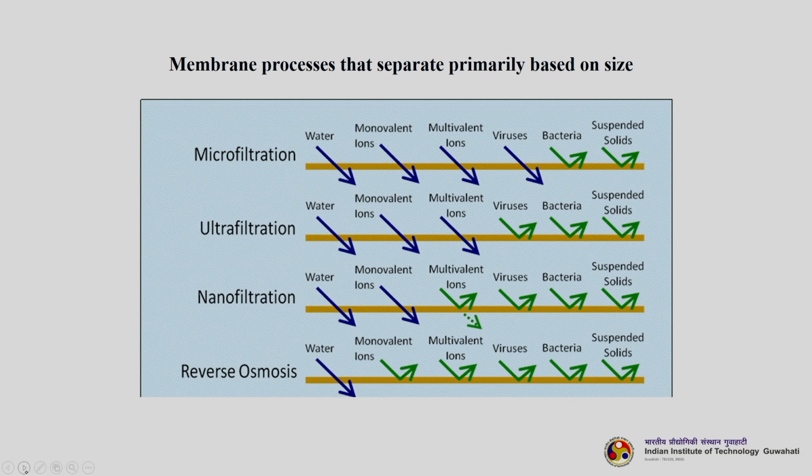You can see in microfiltration everything gets to the permeate side, including the viruses, whereas bacteria and suspended solids will be retained. So, please remember, as we come down from microfiltration to ultrafiltration to nanofiltration to reverse osmosis, the size of the pores decreases. Okay. So, pore size is decreasing as we come down from microfiltration to ultrafiltration. That means smaller and smaller molecules will start being retained.